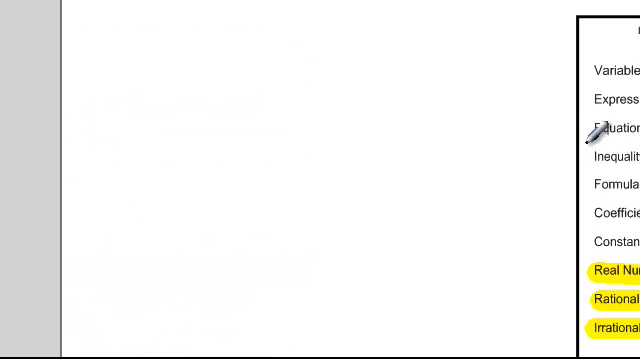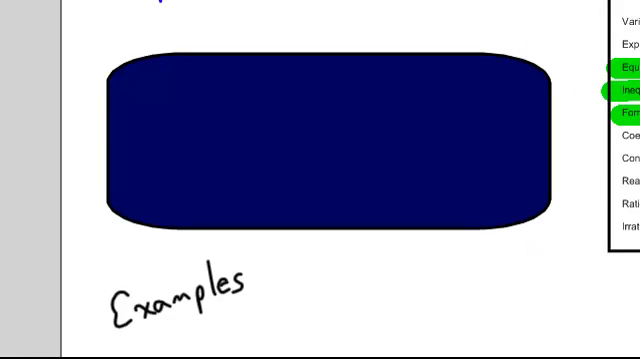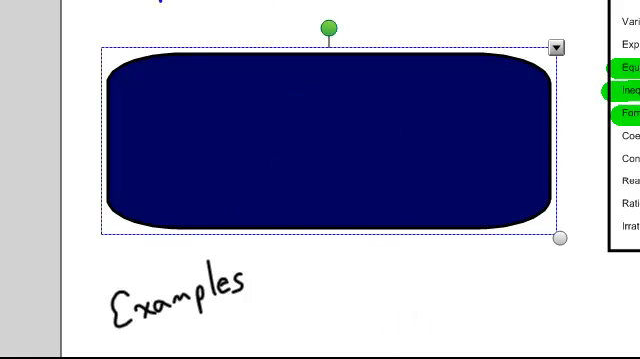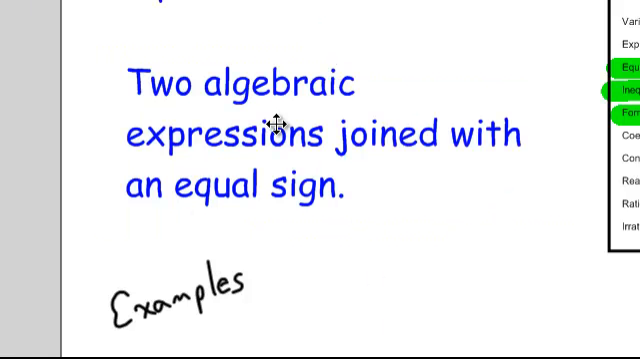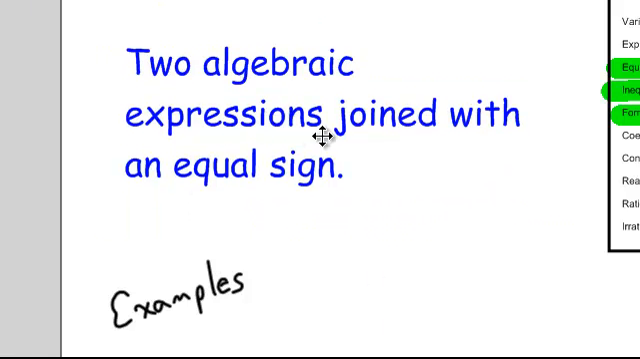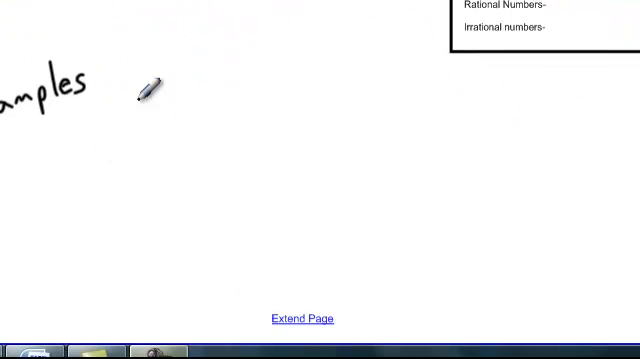So that leaves us with just three more. We have equation, inequality, and formula. Let's look at equation. In equation, we learned about expressions, so I think a lot of you guys would have a common knowledge of what equation is. But here's my definition. It's two algebraic expressions joined with an equal sign. So that's a pretty basic definition, but let's look at that.